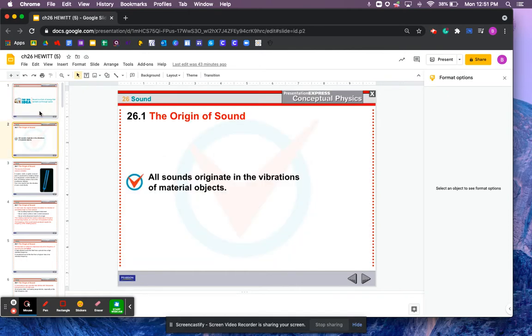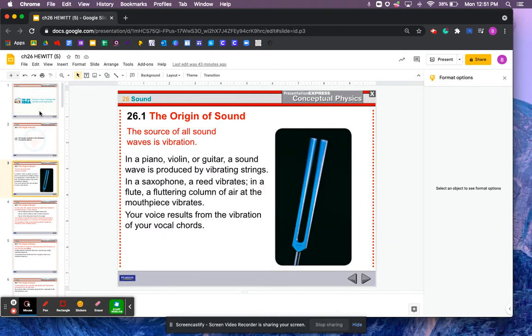So we're going to talk about the origin of sound and where sound comes from. The source of all sound is due to a wave of vibration. There has to be some type of vibration for the sound wave to actually occur. If you think of a piano or a violin or a guitar, those sound waves are produced by the vibrating strings, right? If you think of a guitar, there are little strings that you pluck, those strings vibrate back and forth, and that's where the sound is produced from.